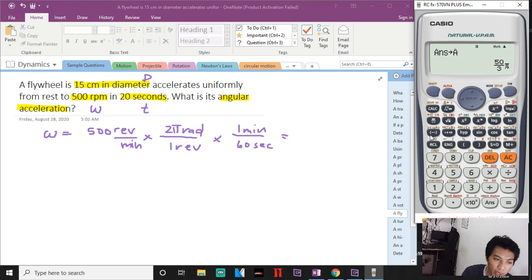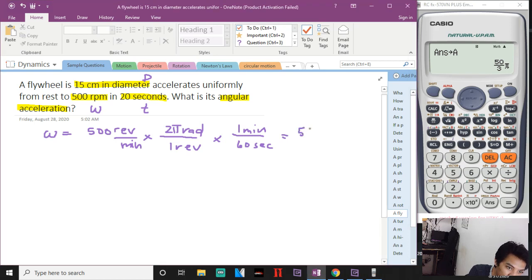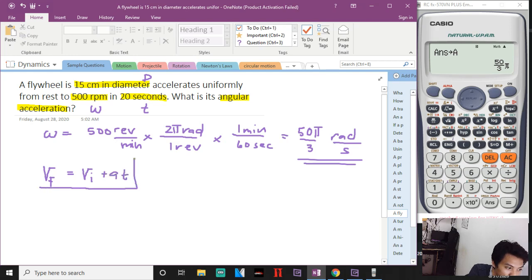Store ko muna sa 8. Okay? You got 50 pi over 3 radians per second. You have this. Now, we will solve for the acceleration na. Tandaan nyo, di ba, pagdating natin ng linear, meron kang VF equal to VI plus AT na formula. Tandaan nyo itong formula to, okay?